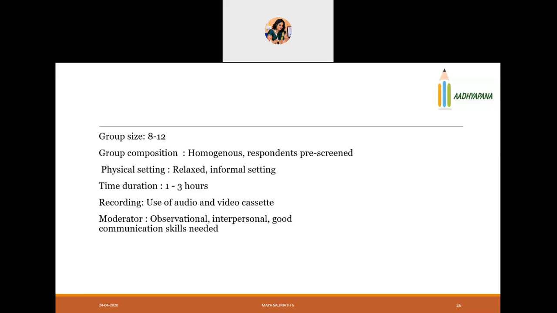So usually what is done in the focus group discussion is that the respondents and the moderator spend some time with each other, so that they become more relaxed, and they talk to the moderator. The recordings here can be done in terms of audio and video also, and the moderator selected should be the apt person who is good at observation, interpersonal and communication skills. Such a moderator you can use.